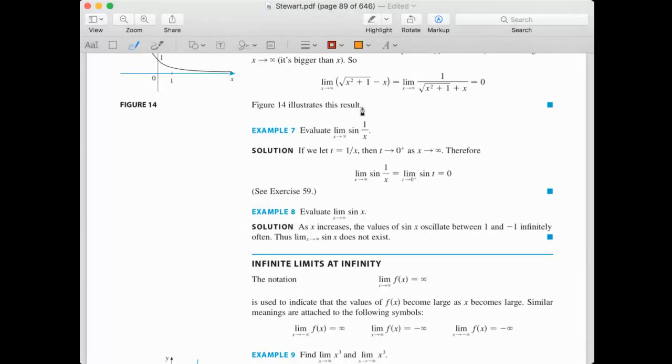So to prove this is the same as proving the limit as t approaches 0 of sine t. We rewrite this as the limit as t approaches 0 from the right of sine t, because x approaches positive infinity. And we know that sine 0 is 0, because 0 is in the domain of the sine function, so we can plug it in, and that equals 0. So the trick is to change the variable. In mathematics, a lot of times we change the variable.